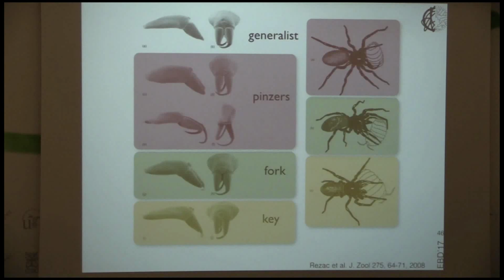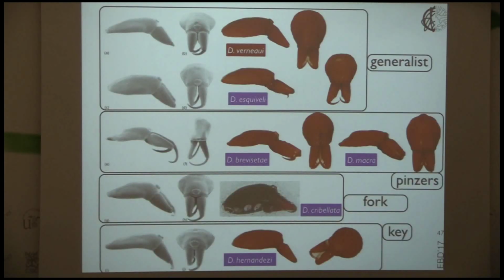Okay? So depending on what they do, and this is a taxonomically conserved strategy, you will have different adaptations. So you have the pincers, the forks, and the keys. These are definitions of different kinds of jaws that are used to attack isopods in different ways. That was described in the continent, with the continental Dysdera. It turned out that when you go to the Canaries, you may find all these different phenotypes.